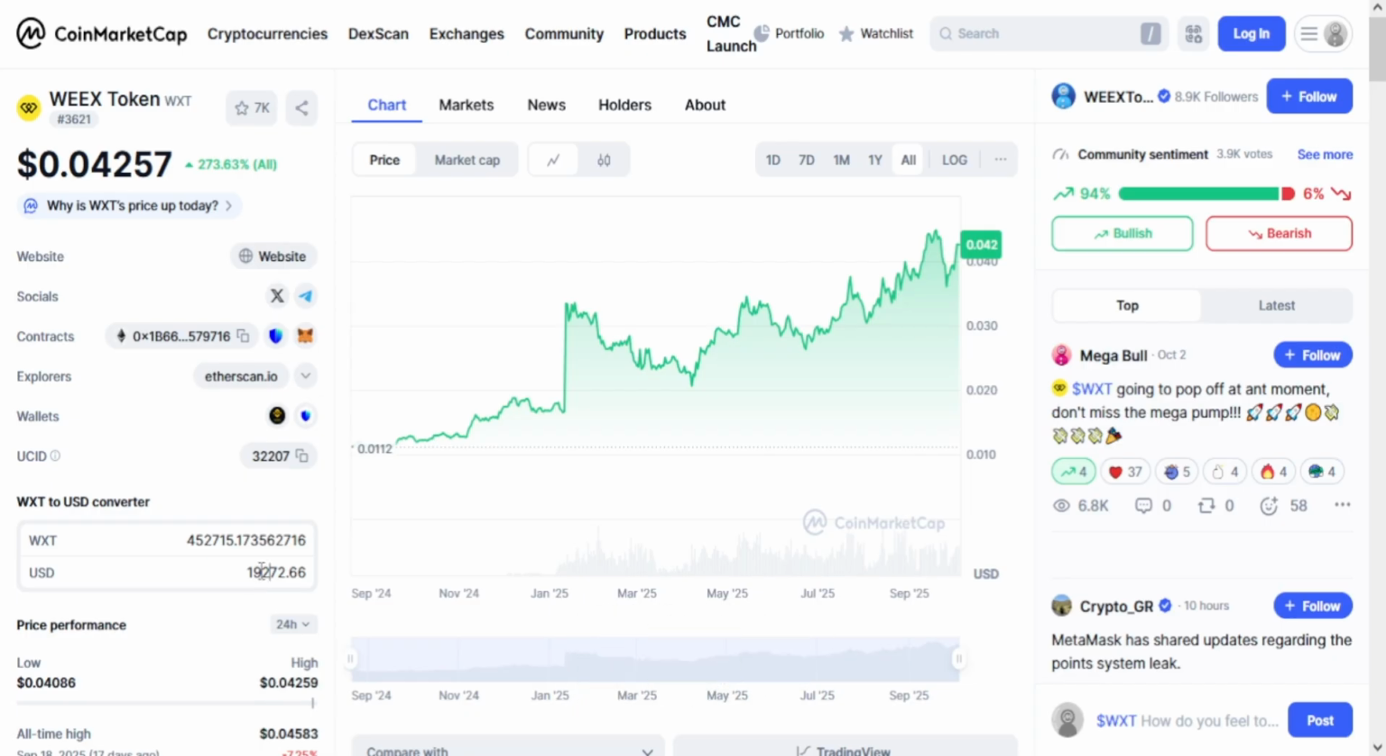$19,272, right? This is the current price. So investing about $9,600 plus, you are up by over $10,000 just doing dollar cost averaging, buying every day.